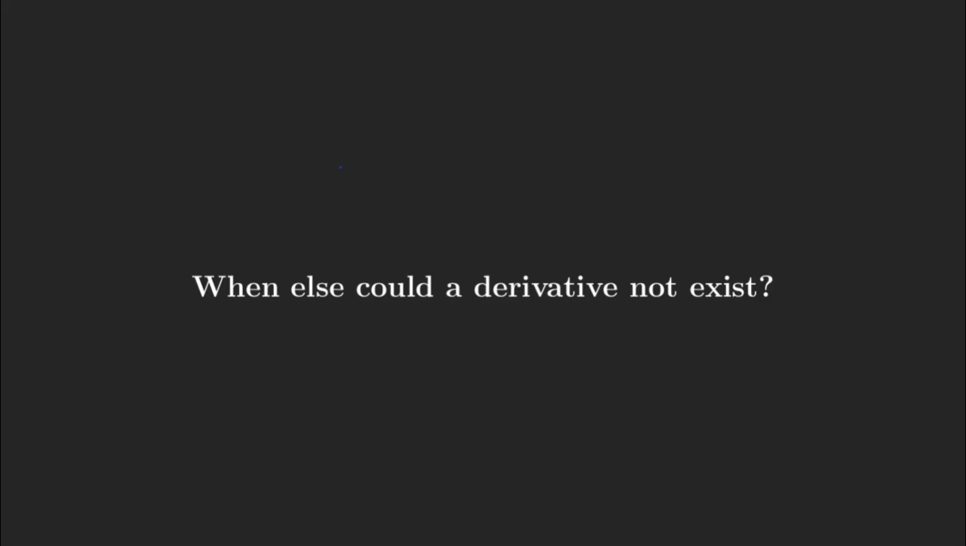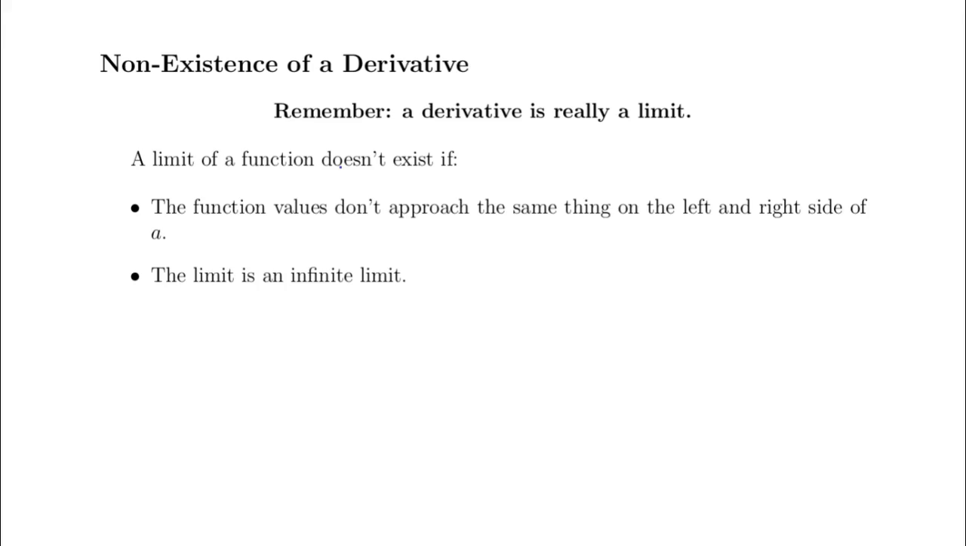All right, so when else could a derivative not exist? Discontinuities are clearly going to be a problem, but what other types of things could be problems? We should remember, a derivative is really a limit, right? So let's think about a limit of a function not existing. Well, there's really two possibilities. The limit of a function doesn't exist if the function values don't go to the same thing on the left side and on the right side, right? If those one-sided limits don't match up, then our limit won't exist.